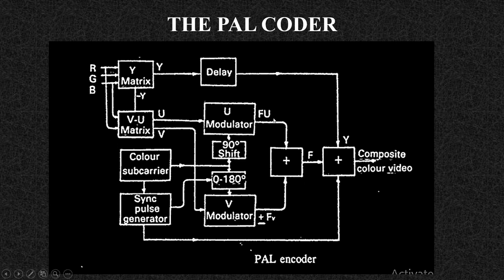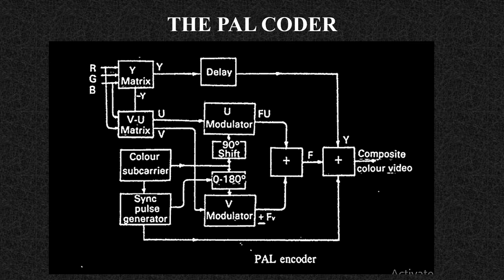So this is fU and this is the plus minus fV. So either U plus jV or U minus jV will be there. And finally it will get added in what? In your color composite signal. Now you can see, out of that, again you have generated sync pulses and given to this one. So that sync pulse generator will generate sync and it will interleave that, or it will have a burst on the back porch. This is the PAL encoder.